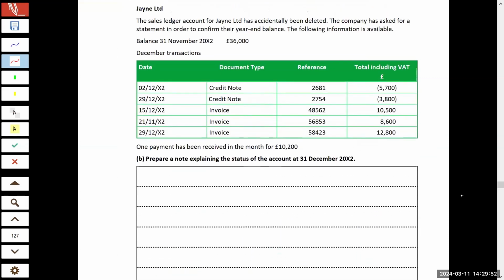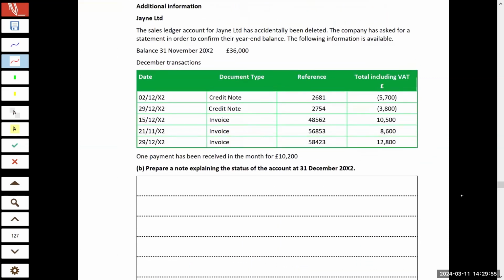Last but not least, some additional information on Jane Limited. Now it says the sales ledger account for Jane Limited has accidentally been deleted. The company has asked for a statement in order to confirm their year-end balance. The following information is available. I have an opening balance at the start of December of 36k, and then a handful of transactions, some credit notes, some invoices, all throughout the month. And one payment has been received for £10,200. It says prepare a note explaining the status of the account at the end of December.